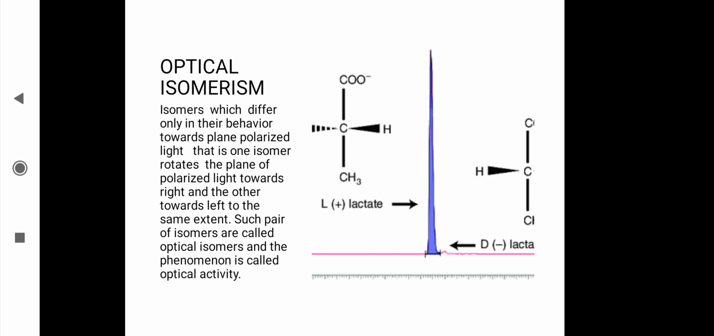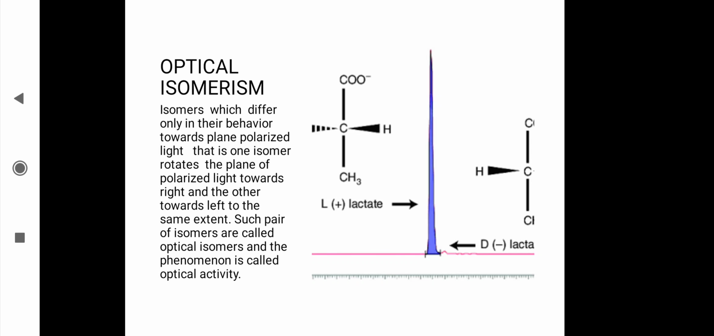About optical isomerism, as you can see here, these are isomers which differ only in their behavior towards plane polarized light. That is, one isomer rotates the plane of polarized light towards the right side, that is dextrorotatory, and the other towards the left side, that is levorotatory. Such a pair of isomers are called optical isomers, and the phenomenon is called optical activity. Sometimes people confuse optical isomers with optical activity. Activity is the phenomenon, and isomers are the things themselves.